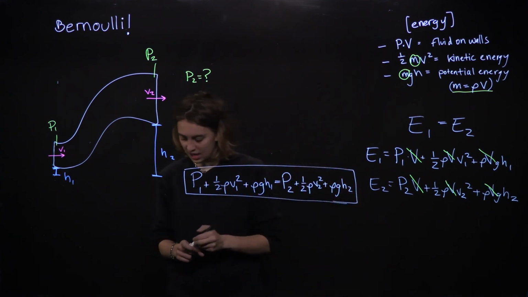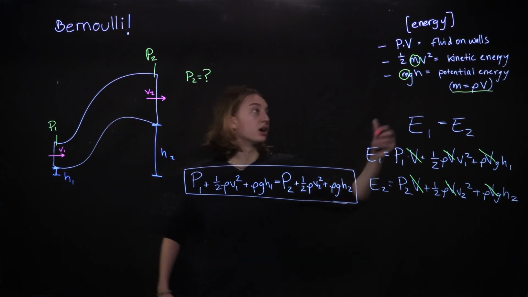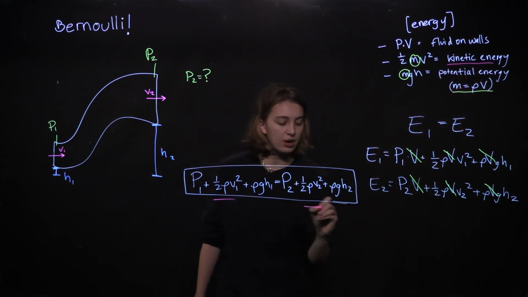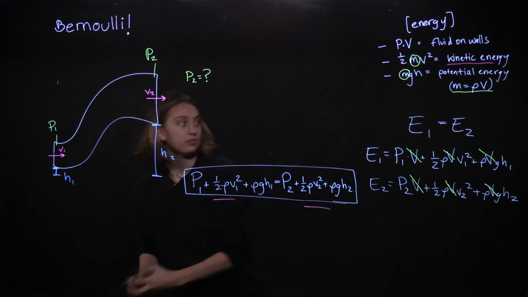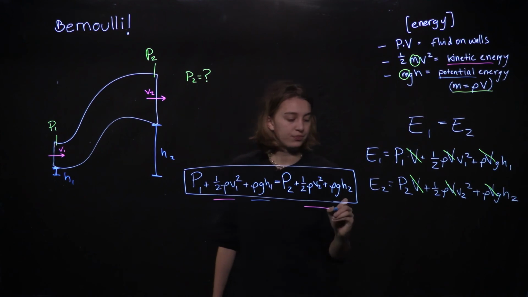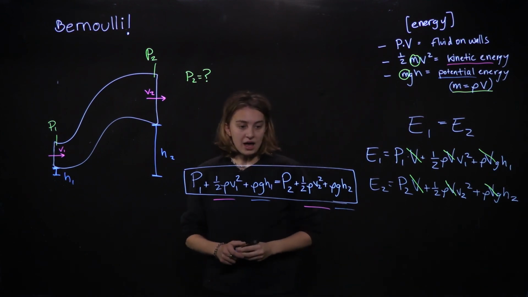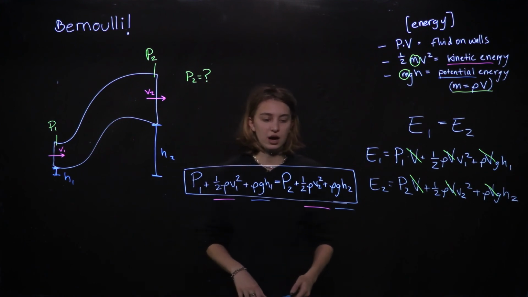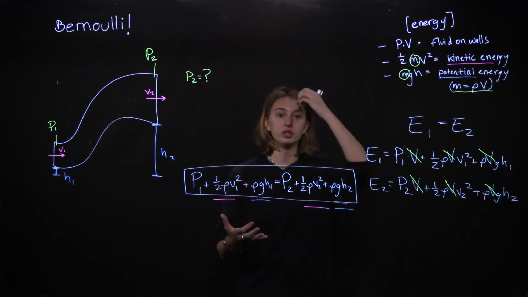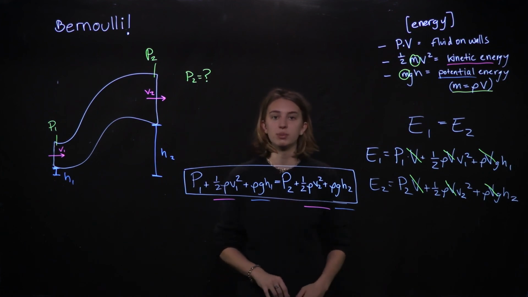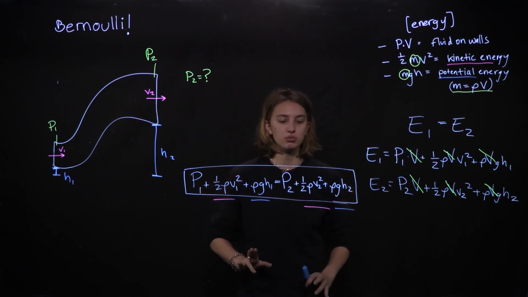So like I said, this is our kinetic energy term. This is our potential energy term. And if we had all of these variables except for P2, and we knew which liquid we were dealing with, thus we could know its density, we would be able to solve for P2. So this is the Bernoulli equation.